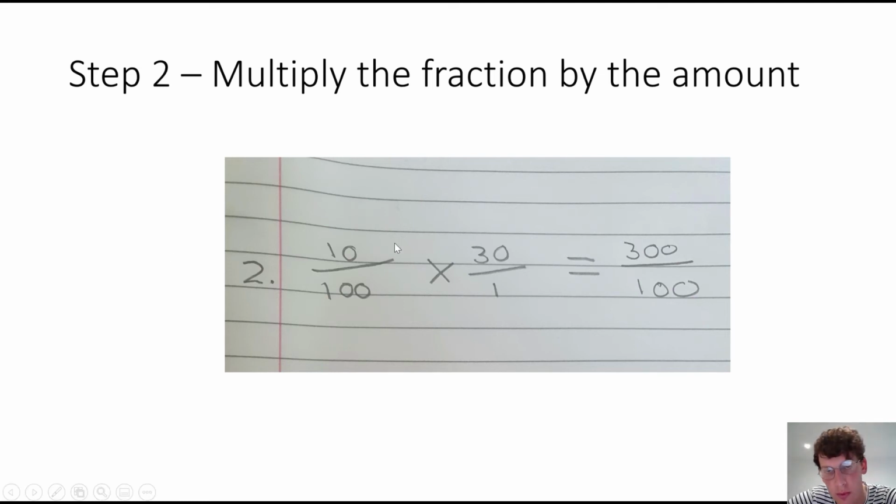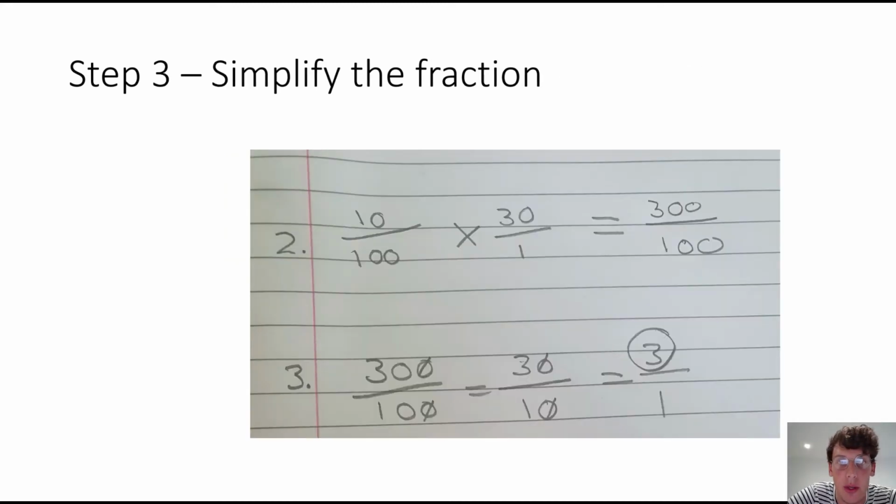Remember, you multiply top and bottom. Right, so 300 over 100. But we have a problem. 300 is bigger than our amount, which is 30. And as we know, that is a big problem. So what we are going to do is simplify, which is our step 3. We need to simplify the fraction.